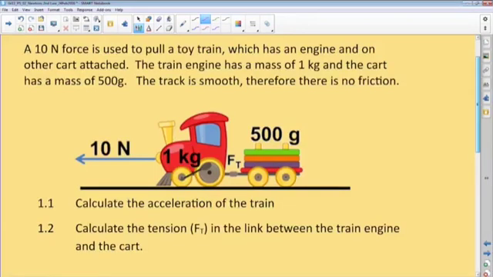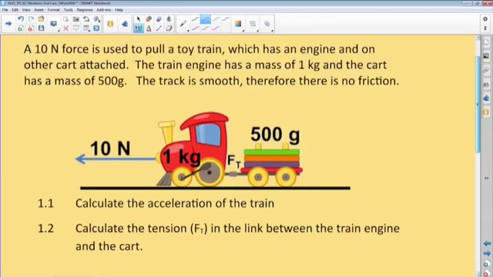First question. A 10 Newton force is used to pull a toy train, which has an engine and another cart attached. The train engine has a mass of 1 kilogram and the cart has a mass of 500 grams. The track is smooth, therefore there is no friction. Okay, that's really good to know. The track is smooth, so there's no friction.